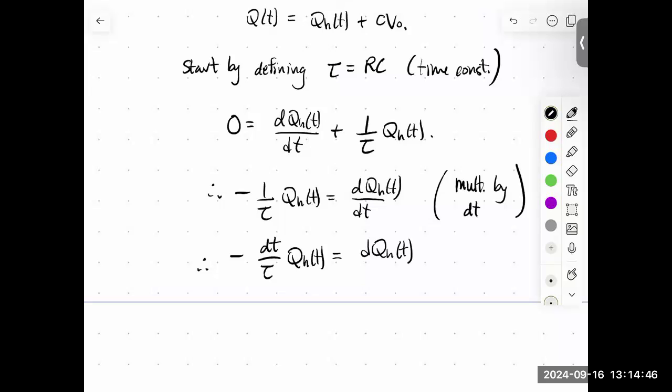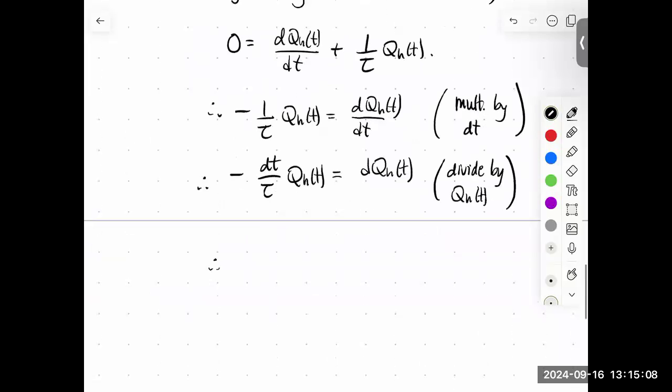This derivative is like a ratio of a change in QH divided by some small change in time. All right, so then we're going to divide by QH of t. Okay, so in the first step, we got the time over on the left. Now I want to get QH over on the right-hand side. So we have minus dt over tau is equal to dQH of t divided by QH of t.